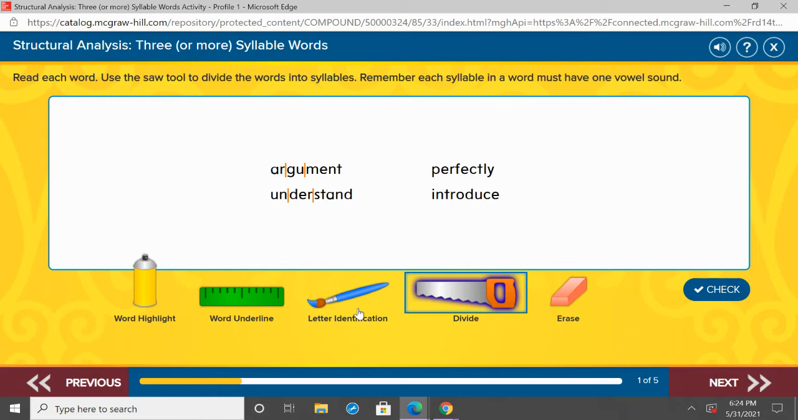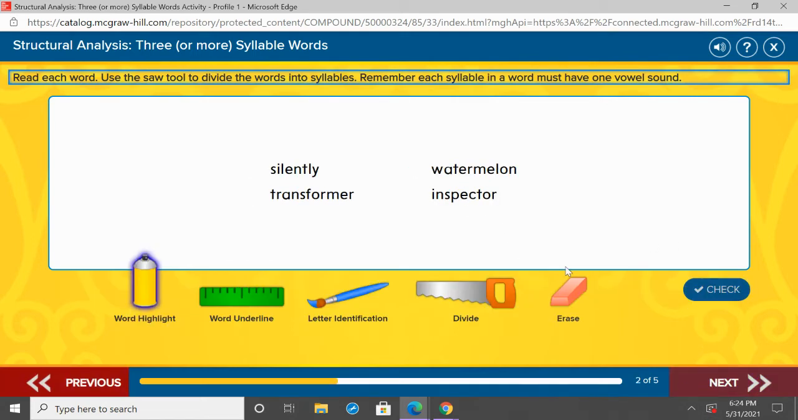All right, so now we have perfectly. Perfectly. So I would break it up: per-fect-ly. We have vowel, vowel, and then our Y is our vowel for that third syllable in perfectly. Next, we have introduce. So I'd break it up: in-tro-duce. Vowel, vowel, vowel. Good job. All right, let's keep practicing these.